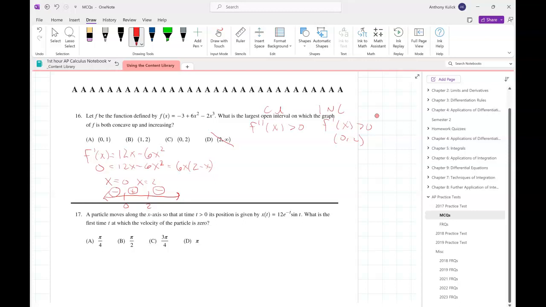Everybody's happy so far? If I look at the second derivative, that's going to be 12 minus 12x. Well, I can see there x is equal to 1. So now I know immediately that I can cross off C, right?